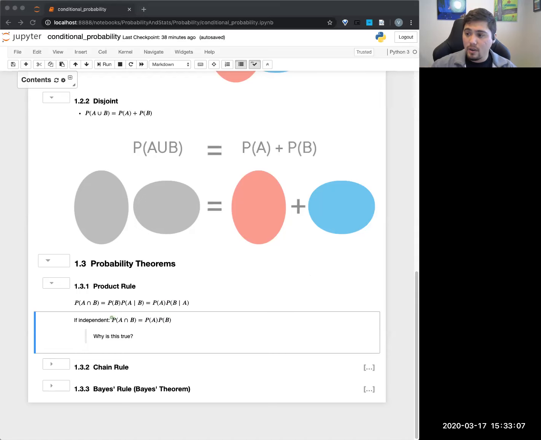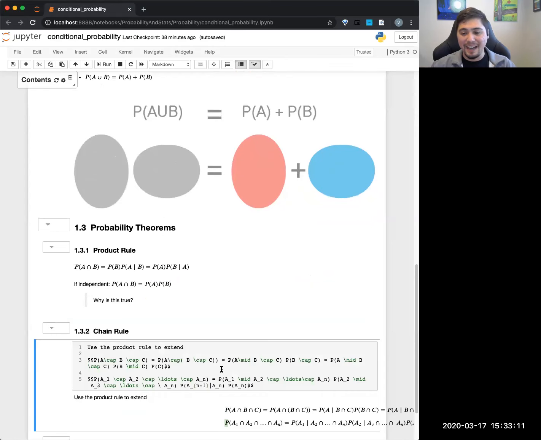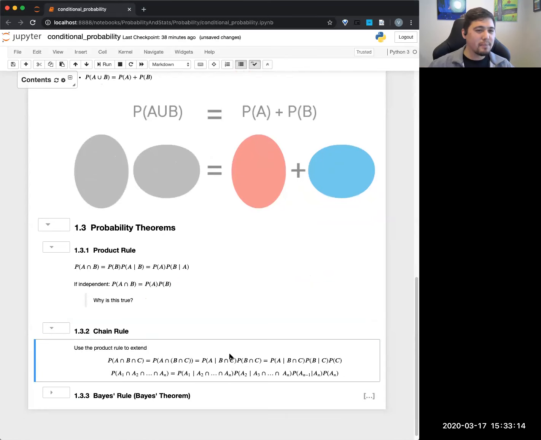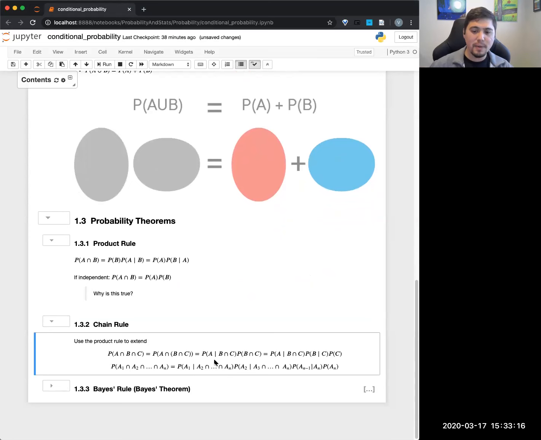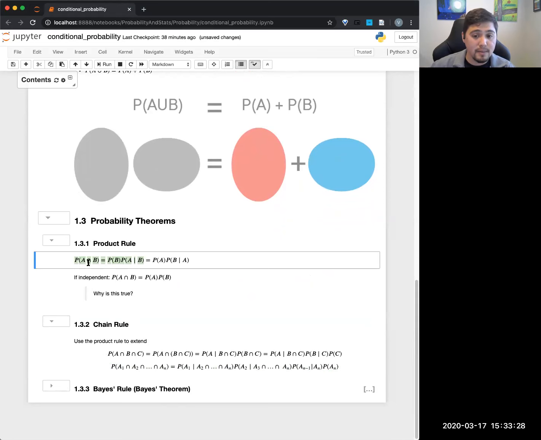All right, so next rule, the chain rule. I'm not even going to spend too much time on it because there are always too many numbers and everything. This is from the curriculum too, but I think it helps to go through. This bottom one right here is the more general rule. But you can extend the product rule, which remember is just this guy right here: A intersection B is equal to the probability of B times the probability of A given B, okay?